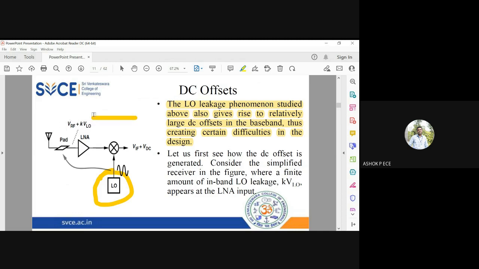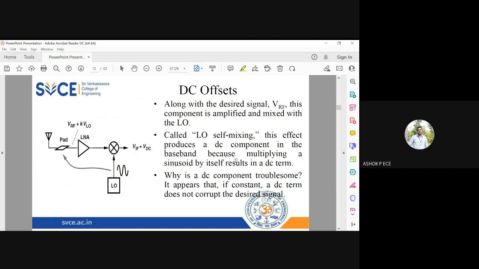If the signal is shifted in the positive, it is going to be amplified. Power is wasted. It is going to be mixed, and the final IF will also have a DC component. So unnecessarily, this LO leakage is adding a DC voltage to my RF signal. Along with the desired RF signal, the component of LO is amplified and mixed. It is called LO self-mixing.